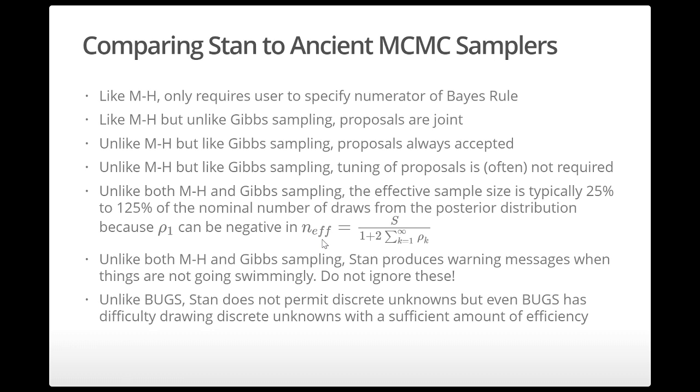And sometimes if the first order autocorrelation is sufficiently negative and the subsequent order autocorrelations are not too positive, the denominator might actually be less than 1, in which case you get effective sample size greater than nominal sample size, and that's even better than independent draws for estimating expectations of functions that come out.